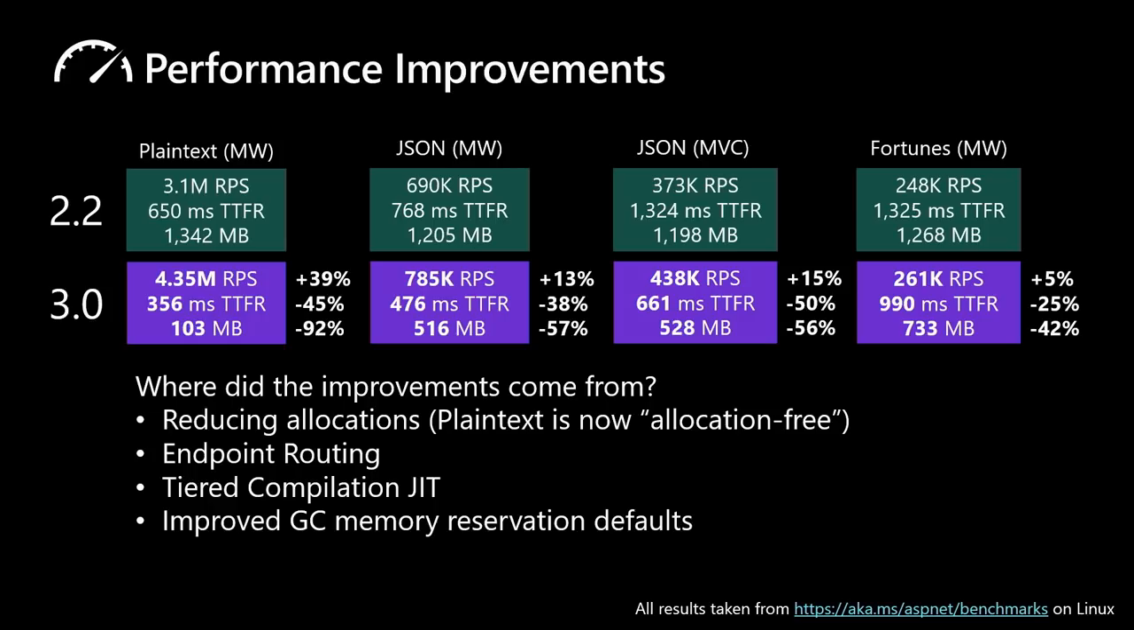We reduced allocations across the board. The plain text benchmark is now completely non-allocating. Tiered compilation made the startup much faster. We have a new endpoint routing system in ASP.NET Core that's very performant, very efficient. And we also fixed a lot of the GC memory reservation defaults so that the working set is much more efficient as well. So that's pretty cool. And we're just getting started. We haven't even finished shipping yet. This is just going to get better.